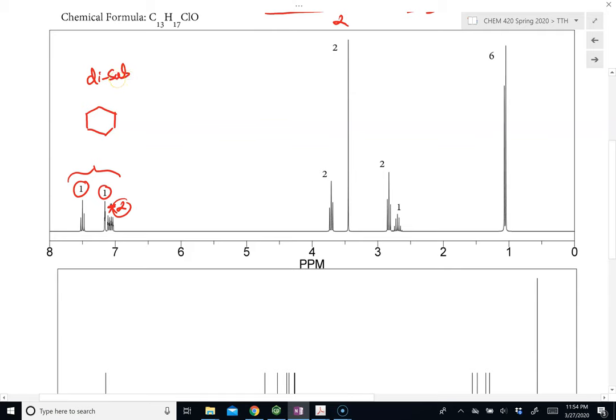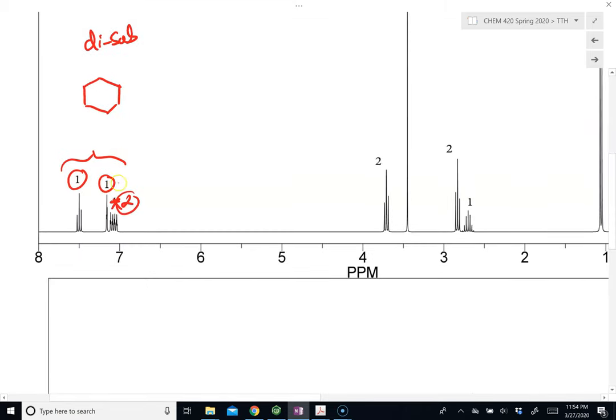Now, it is possible for us to figure out how the benzene ring is disubstituted. Here in this case, we have a triplet, a singlet, and two doublets. Because of this singlet right here, that tells us that this is meta. So now we know this is meta, connecting to the two other groups.